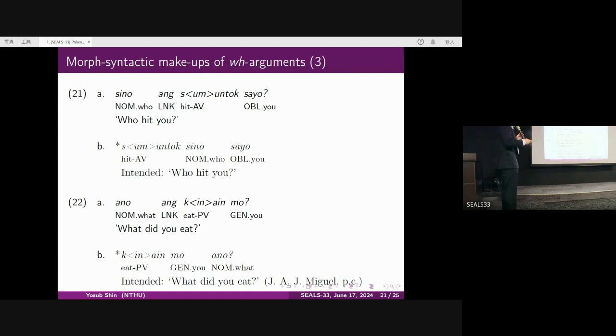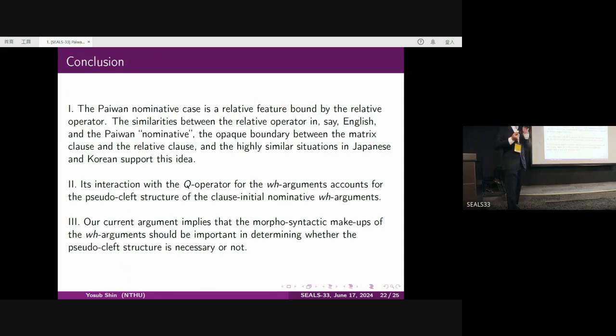And this is the last piece of evidence that I have to support my core idea today. So that is my conclusion of my presentation.